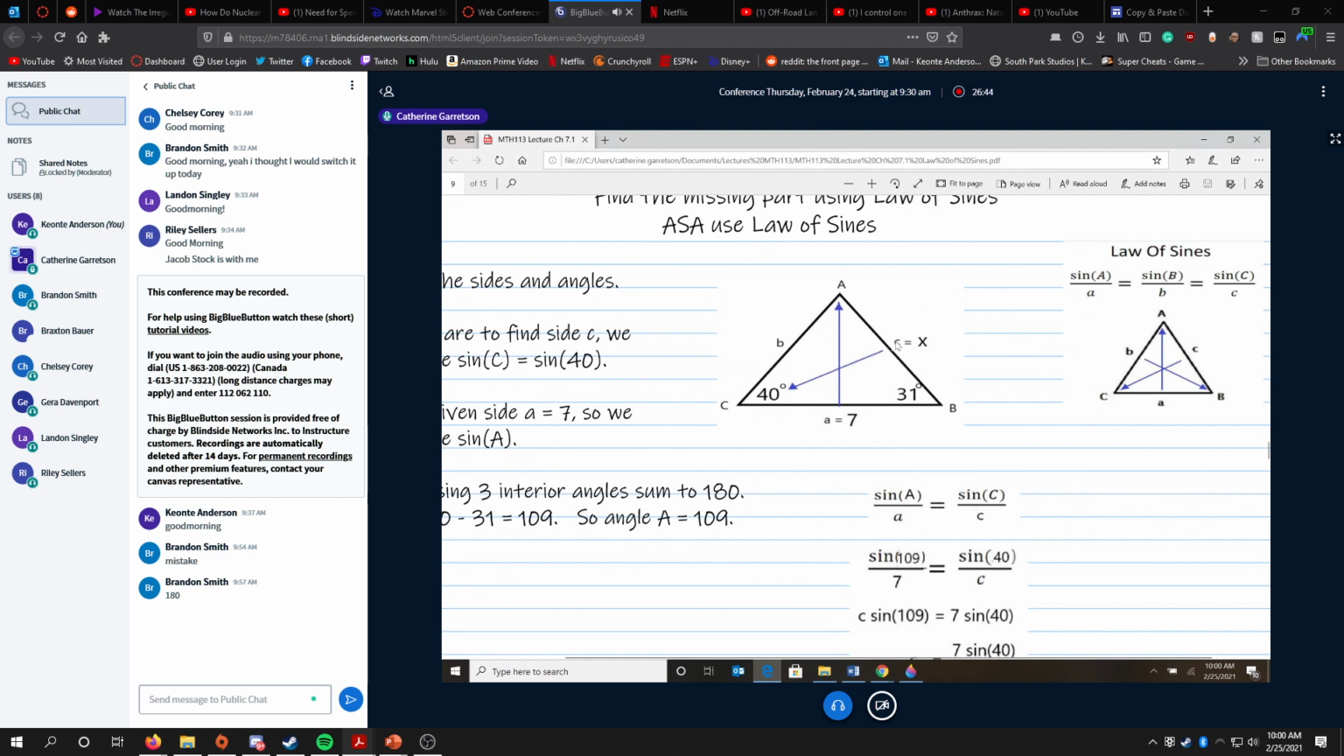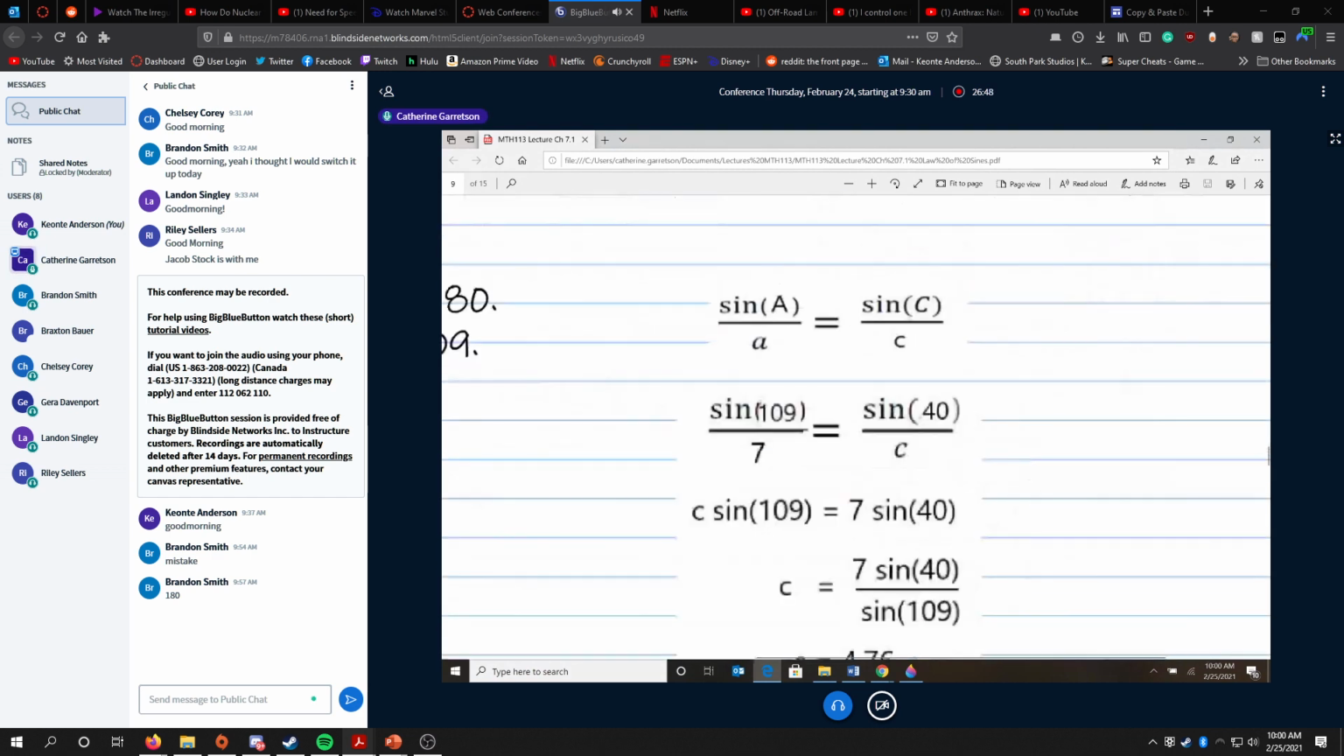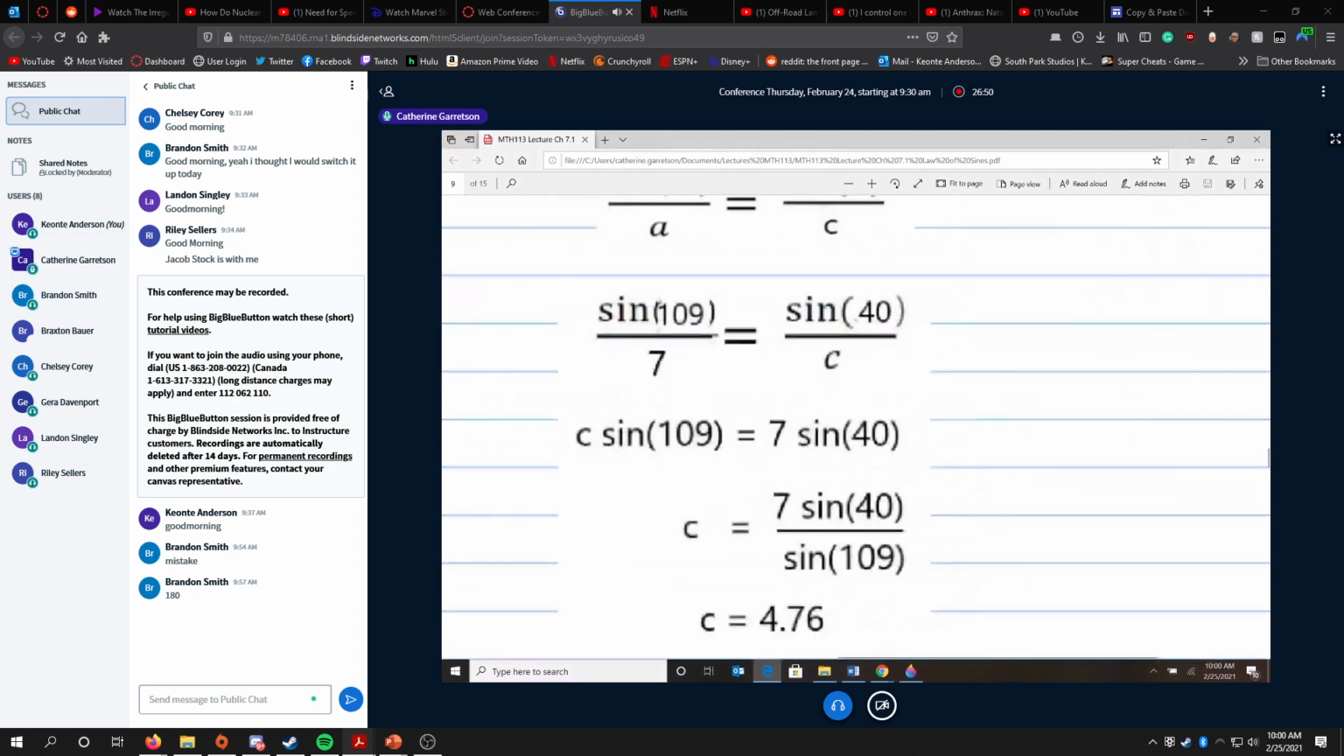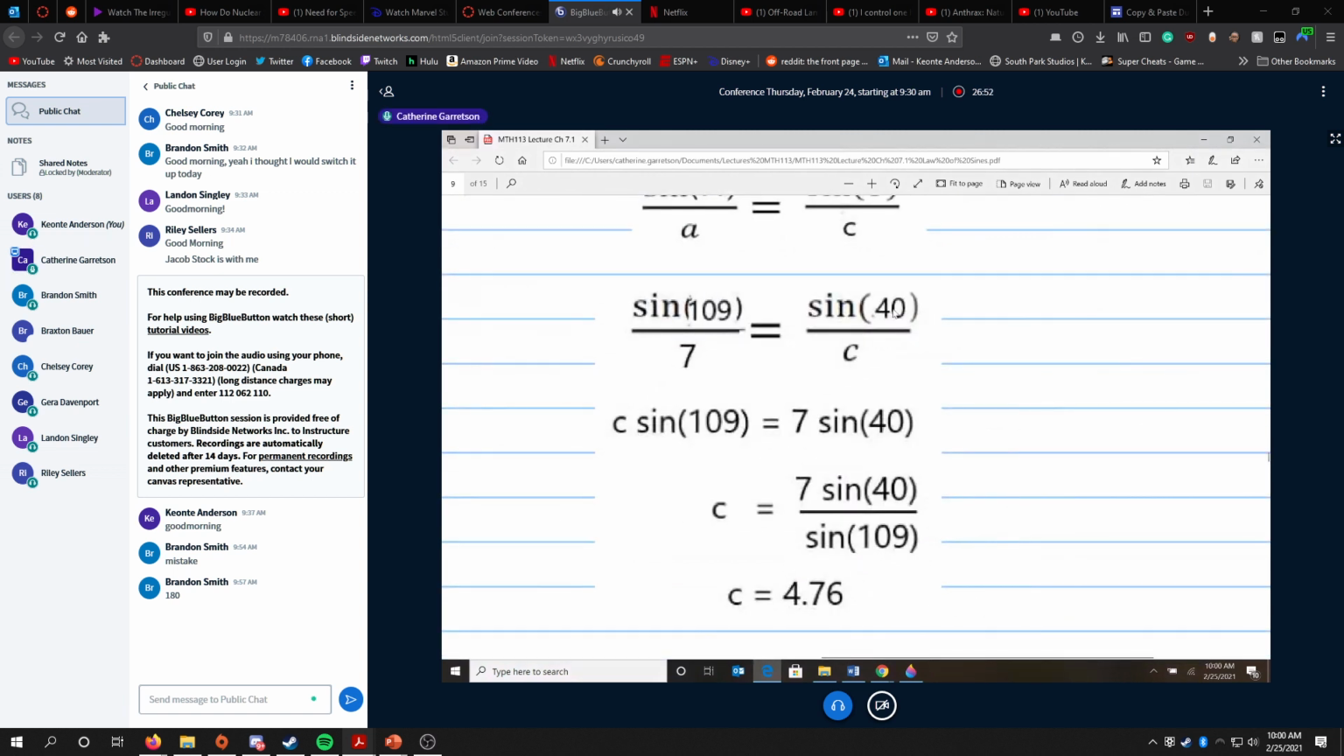Arbitrarily, I called these two c. Now I'm going to try to solve. So now notice I took these three parts that are known, and I'm going to use them to find the one part I don't know. So the first thing you do is you cross multiply.